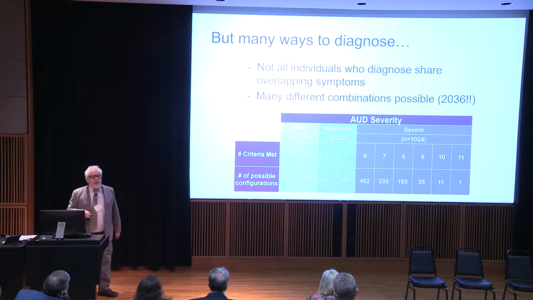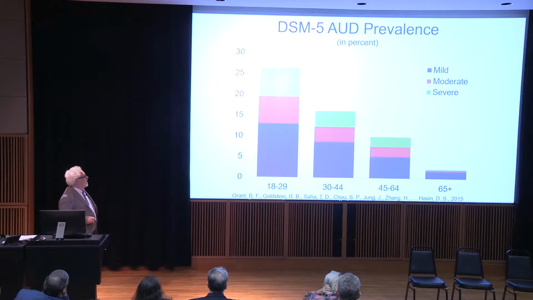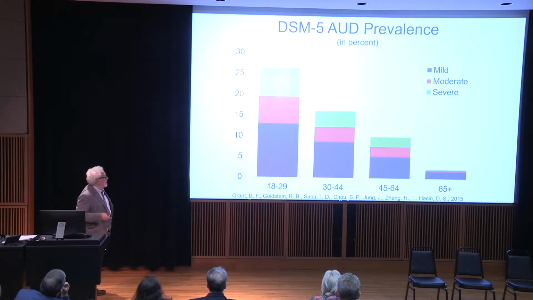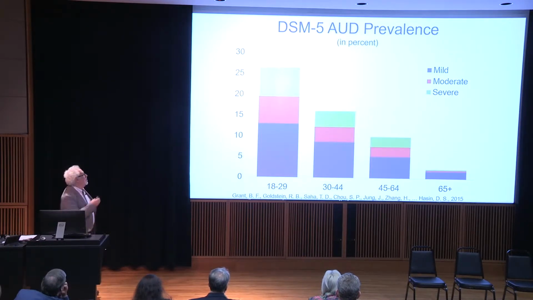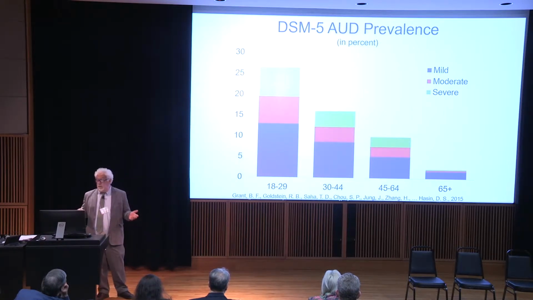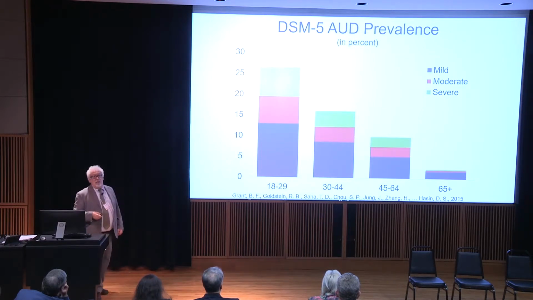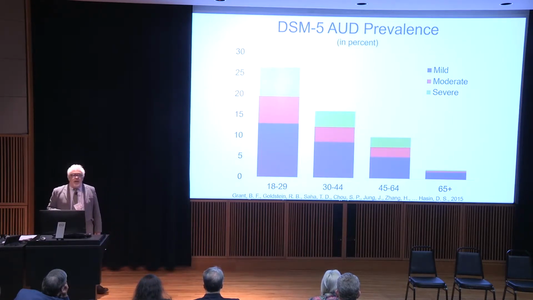In work with my former postdoc, Sean Lane, we've shown that even among people with the same symptom count, depending upon the symptoms, we see different kinds of correlates. When we look at the prevalence of AUD across the lifespan, and this builds on Sandy's work, you see that in the third decade of life, people in their late teens and early to mid-20s, there is the highest prevalence throughout the lifespan.